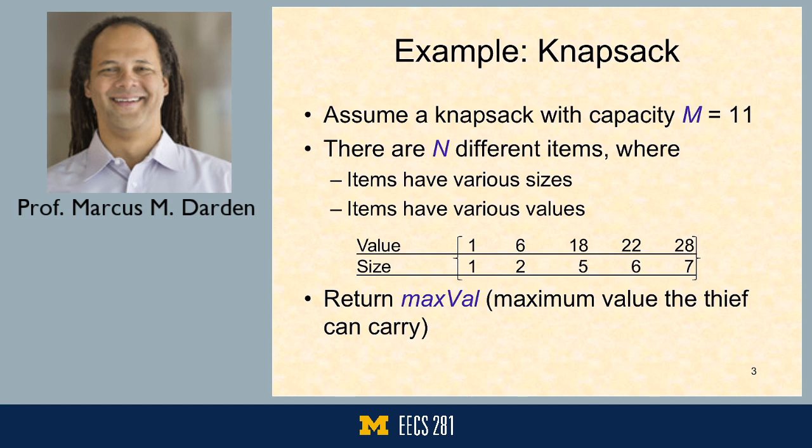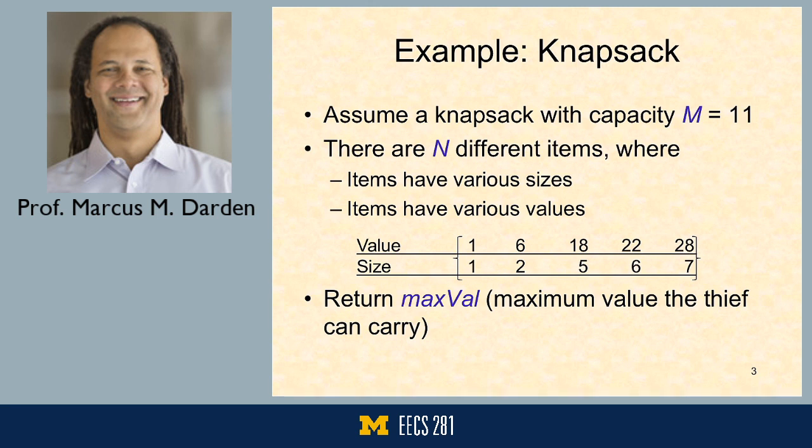Here's our example. We'll use this a few different times throughout this lecture to try to set up various scenarios. We're going to start with this knapsack capacity, M is equal to 11. Then there are n different items. In this case, n is 5. Each item has its own size and its own value. In this case, our capacity, let's call it volume, and the size here is also measuring volume.